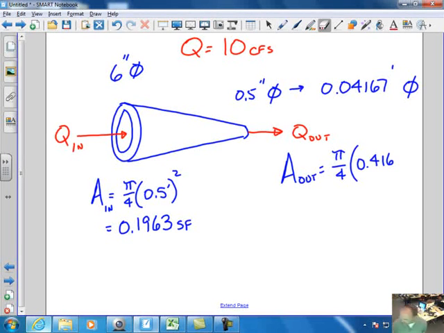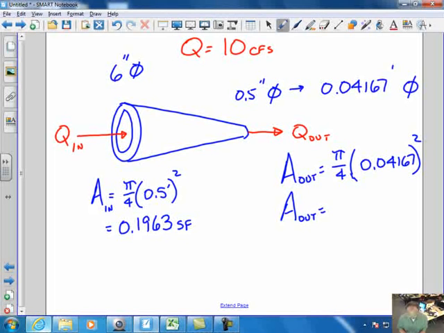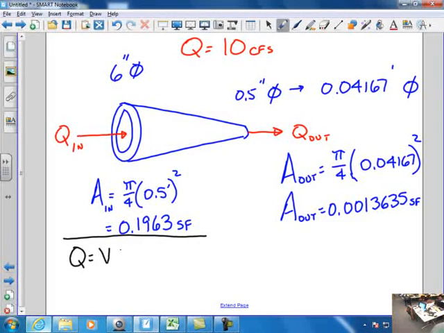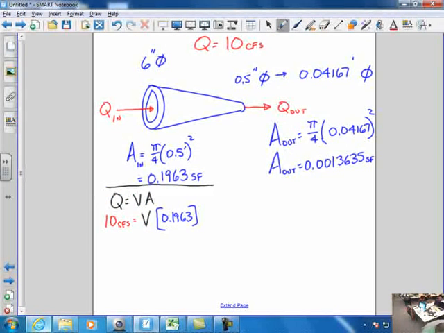My area out is pi divided by 4 times 0.04167 squared, so my area out is 0.0013635 square feet. So if Q equals VA, and my Q was 10 CFS, 10 cubic feet per second, equals my velocity times my cross-sectional area, 0.1963 square feet, this tells me that my velocity here, 10 divided by 0.1963, is 1.96 feet per second. That's the velocity of the water going in.